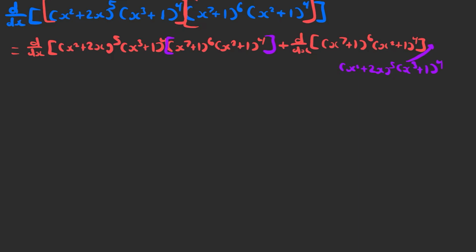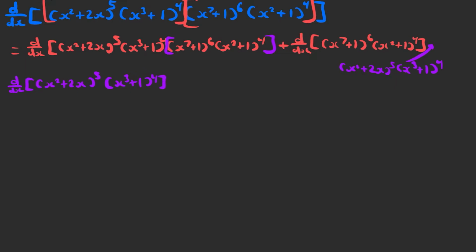Okay, so again, we have to use our product rule within our product rule, because we have to differentiate this function over here, which is a product of two functions. So let's go ahead and solve that down here, because it's going to get pretty complicated if we do it as a single step. So the derivative of (x squared plus 2x) to the power of 5 times (x cubed plus 1) to the power of 4.